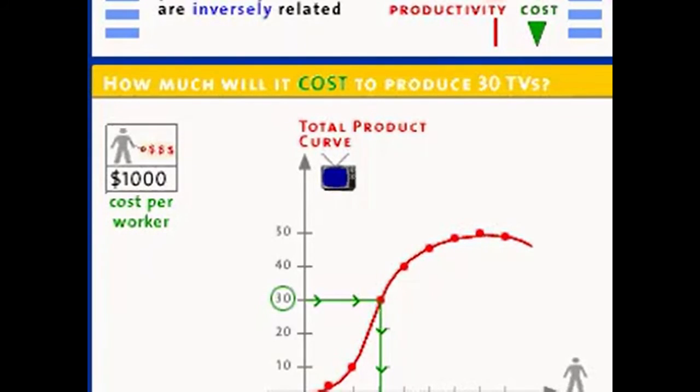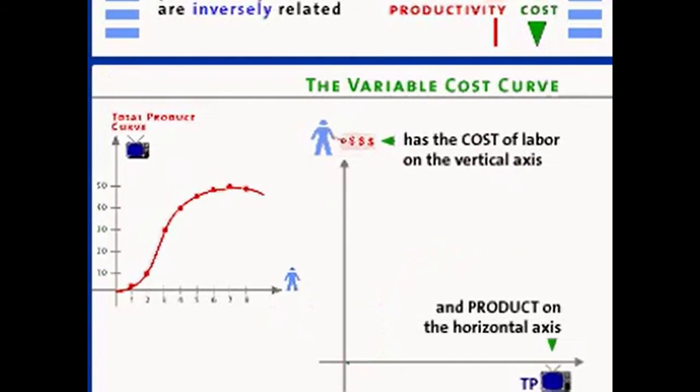Instead of putting product on the vertical axis and labor on the horizontal axis, the way we do in our product curve, we flip things around. We put the total amount of output on the horizontal axis, and not just labor, but its cost on the vertical axis. Let me show you how to turn a product curve into a cost curve. Start with our product curve, and the first thing you want to do is flip the axes around. So I'm going to pick up my product curve like this. I'm going to pick it up and flip it over and lay it right here on my cost graph.